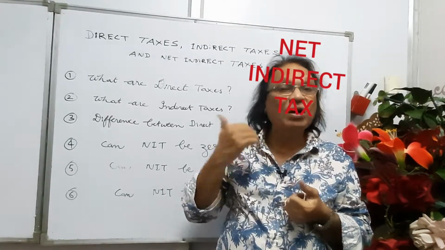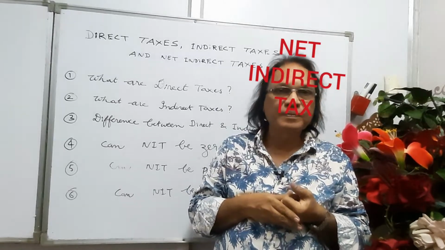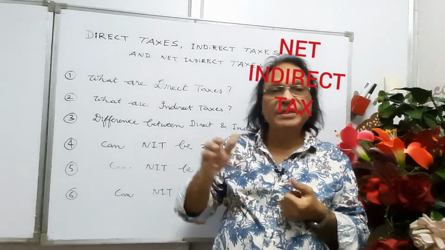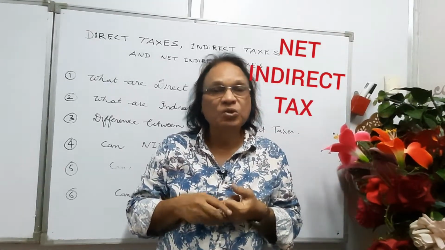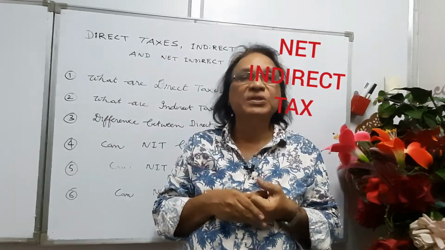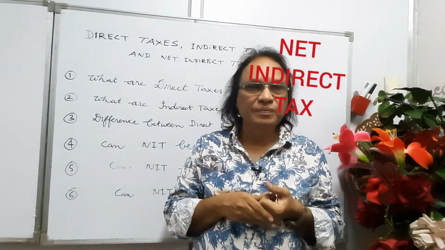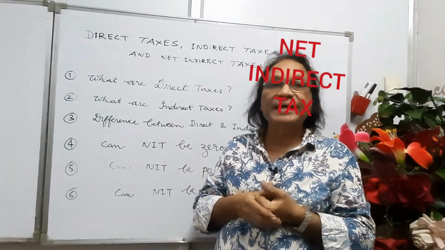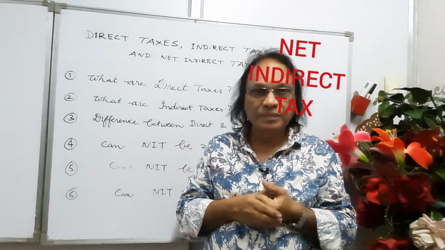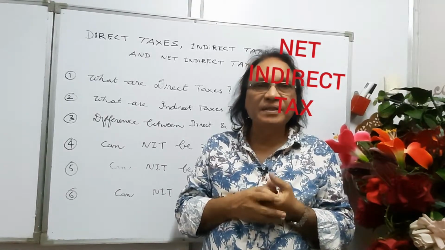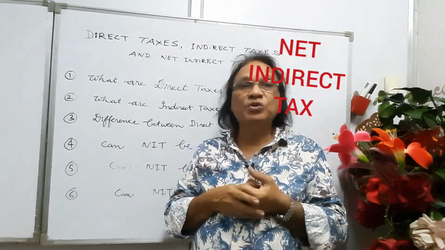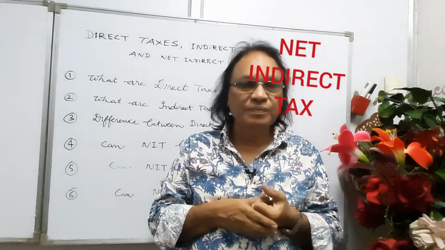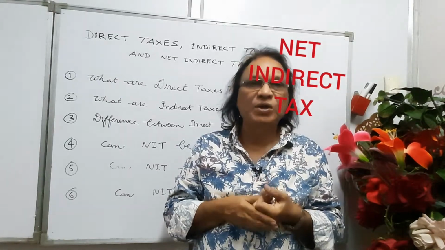Mind it, subsidies always reduce the price of the commodity. When the government gives a subsidized price, so in the ration shops or fair price shops, you get commodities at cheaper prices because they are getting a lot of subsidies. Those are the subsidies. What is NIT, net indirect taxes? NIT is indirect taxes minus subsidies. Suppose indirect taxes are 10% and the government has given you a subsidy of 2%, so then you just have to pay 8%. NIT is equal to IT minus subsidies.